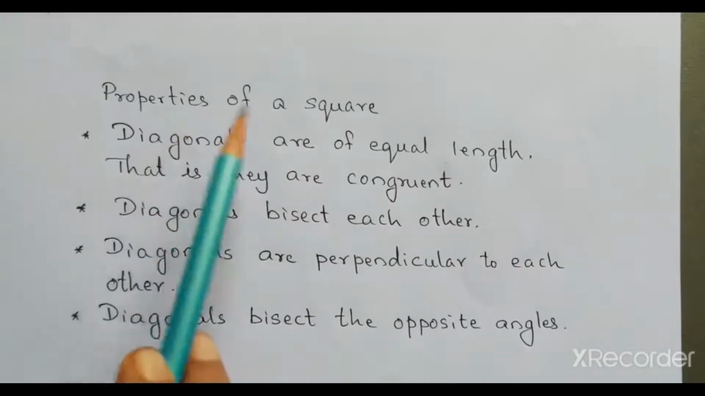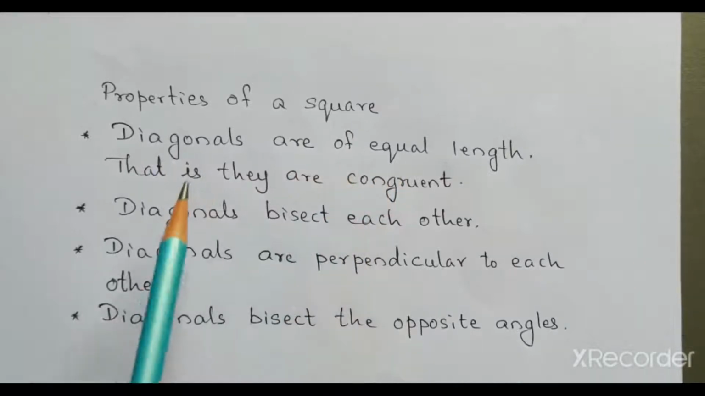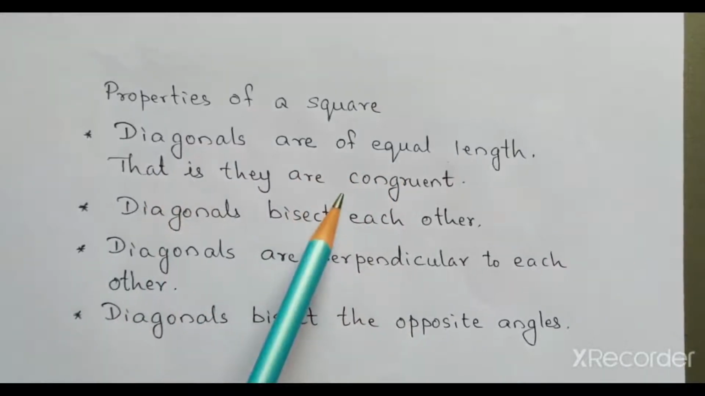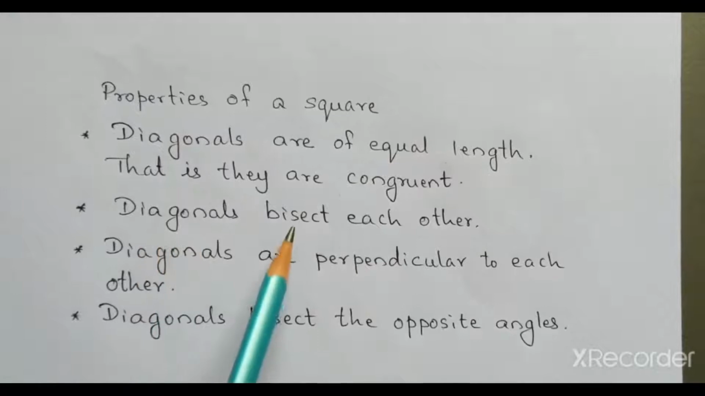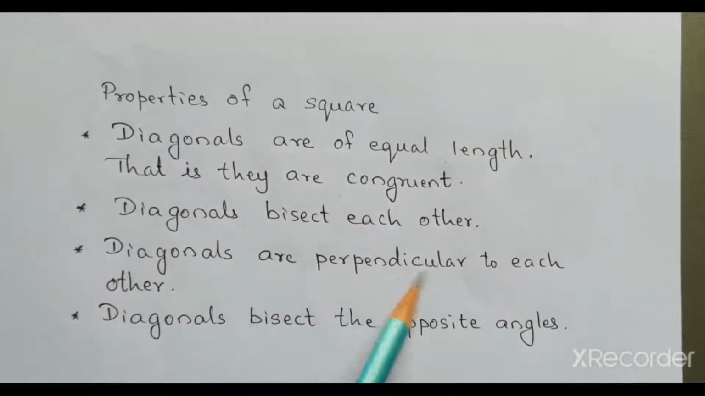So the properties of a square: the diagonals are of equal length, that is, they are congruent. Diagonals bisect each other. Diagonals are perpendicular to each other, and diagonals bisect the opposite angles.